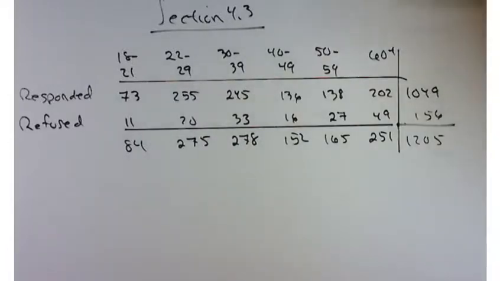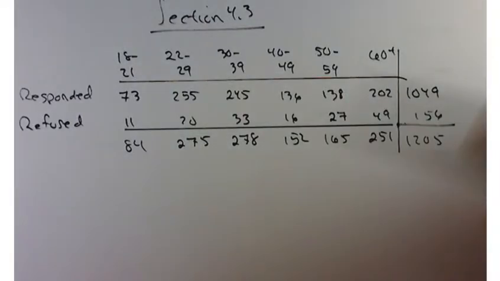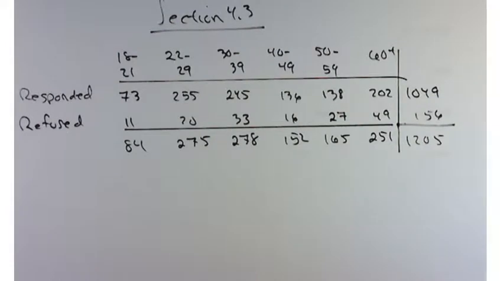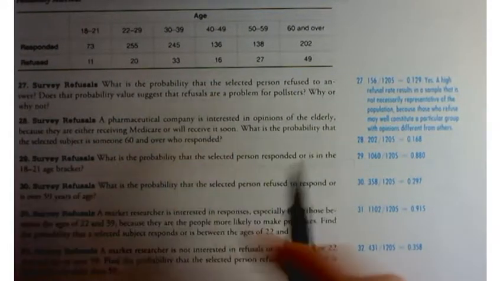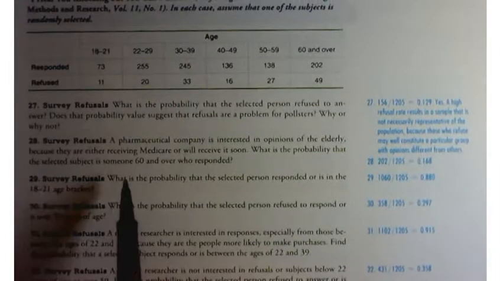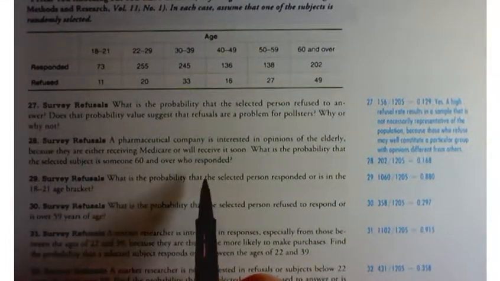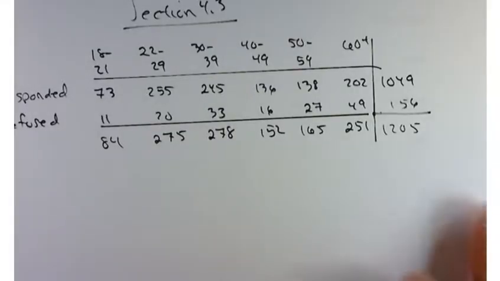Okay, so the table here is going to help us look into something called the general addition rule, which is a means of calculating probabilities of A or B in situations like this, basically compound events. So we'll start with problem number 28. It says, a pharmaceutical company is interested in the opinion of the elderly because they are receiving either Medicare or will receive it soon. What is the probability that the selected subject is someone 60 and over who responded? So we'll start out with that just to kind of get familiar with the data set.